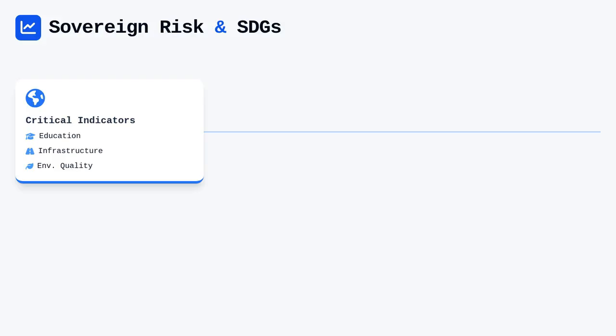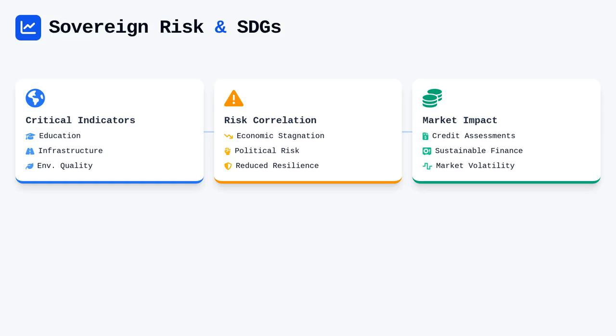When we analyze sovereign risks through the lens of the Sustainable Development Goals, we gain a unique vantage point on macroeconomic stability. Countries failing to make progress on goals related to education, infrastructure, or environmental quality are frequently susceptible to prolonged economic stagnation. Investors utilize these performance indicators to adjust sovereign credit risk assessments, as a lack of sustainable development often correlates with higher political risk and reduced economic resilience.